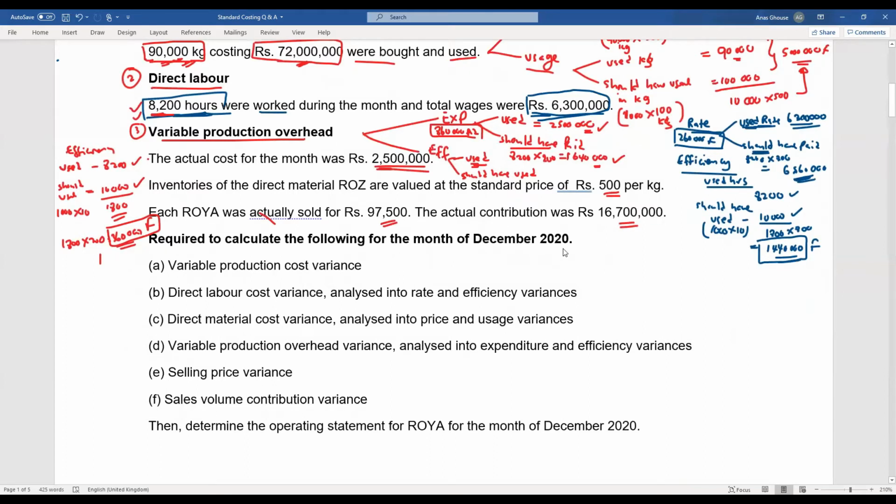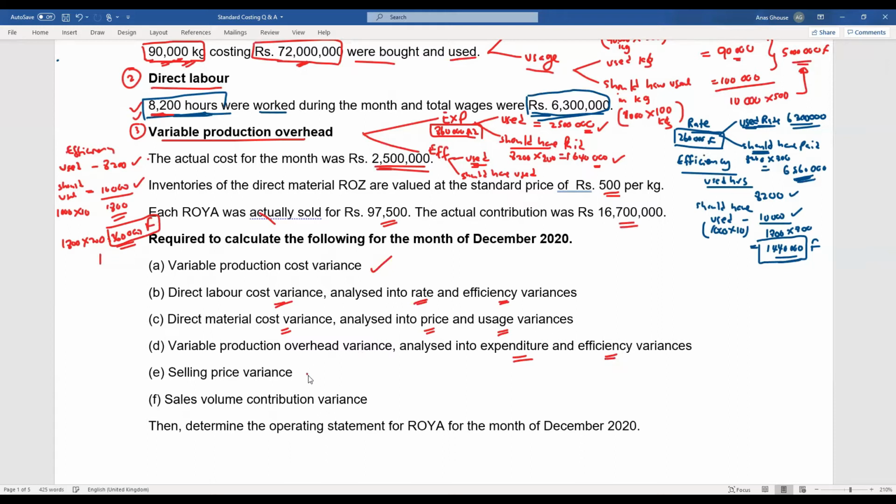You are required to calculate the following for the month of December 2020: the variable production cost variance, the direct labor cost variance into rate and efficiency variance, the direct material cost variance into price and usage variance, and the variable production overhead variance, analyzed into expenditure and efficiency variance.